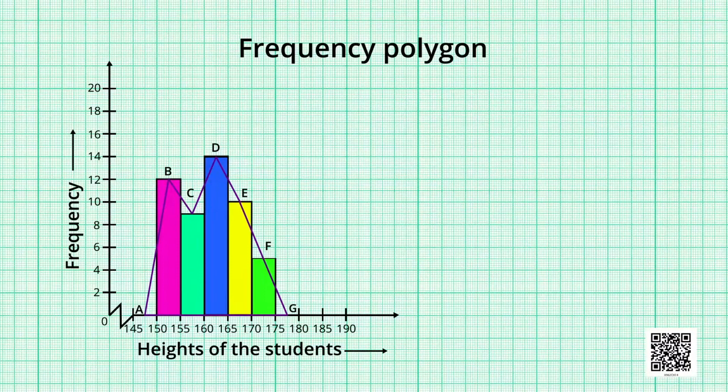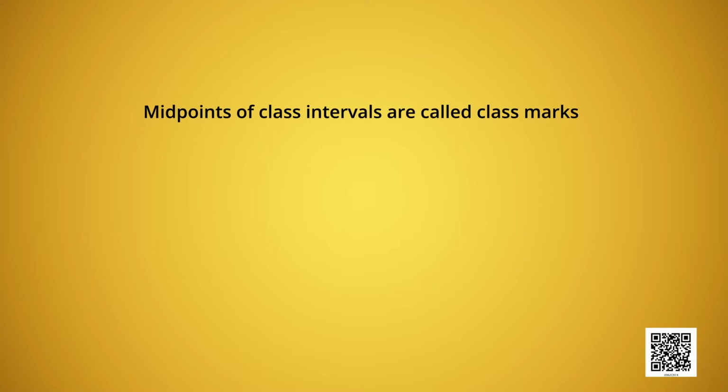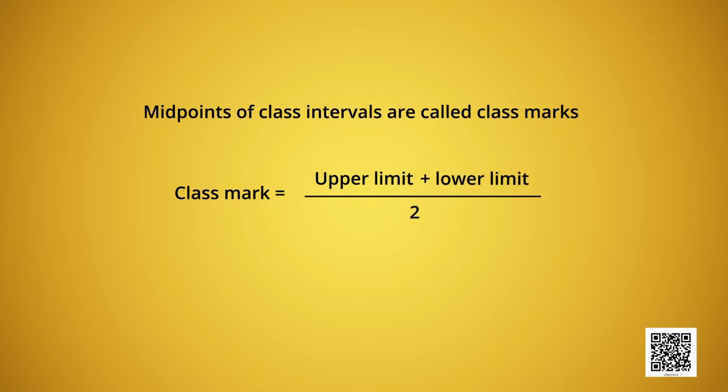But can we draw a frequency polygon independently without drawing histograms? Yes, let us see how. For this, we require to find midpoints of class intervals called class marks. Children, for any class interval, class marks is equal to upper limit plus lower limit divided by 2. Let us learn this with the help of an example.